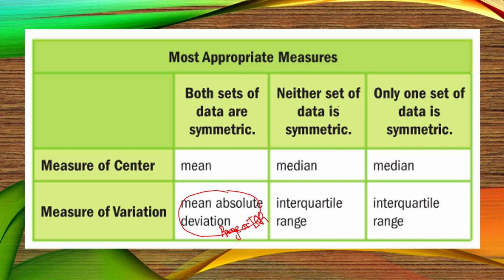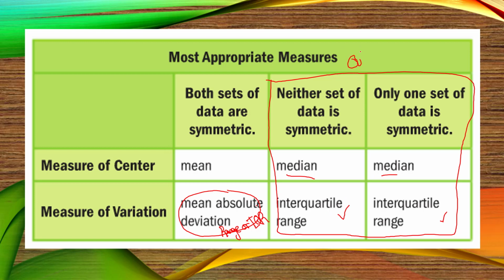If the data is not symmetric, which falls into both of these categories, then the appropriate measure of center is the median, and the appropriate measure of variation is the IQR. Now, this should sound familiar because we talked about this when we had outliers. So when you have outliers, use the median and use the IQR. Non-symmetric data works the very same way.